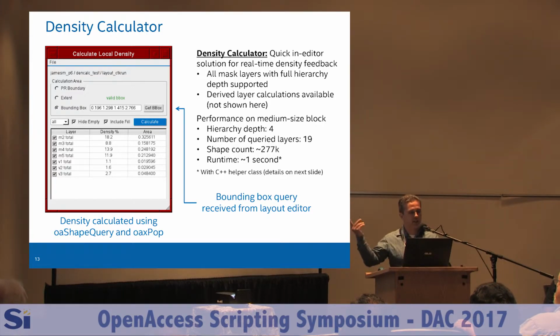I'll talk about that on the next slide to give you an idea of some of the performance gotchas. But we also have a query here like get bbox. When you click on that, it sends a signal to the editor saying, I want you to give me a bounding box. It prompts the user for a bounding box. They draw the bounding box in the editor. It sends the result back and puts it into the text field. So that's one example of inter-process communication. The user doesn't necessarily know that they're outside of the editor.